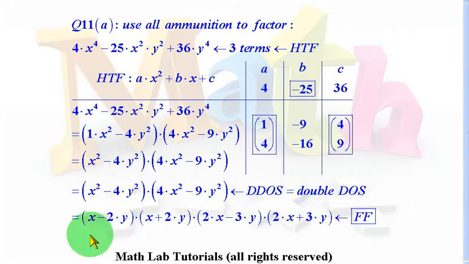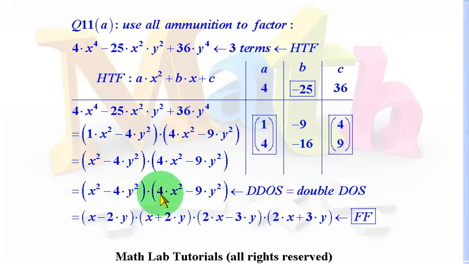Okay, so over here the square root of x squared is x, put it down. The square root of 4 is 2, put it down. The square root of y squared is y, put it down. And then you have x, 2y, put a minus and a plus for the DOS factoring.